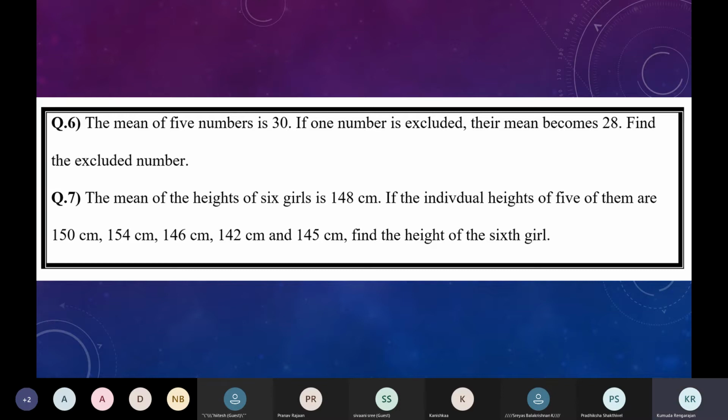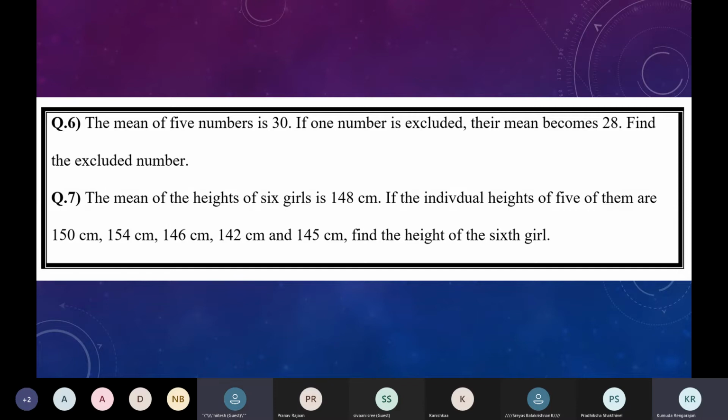Children, I am telling you very slowly. Ma'am, mean into... Ma'am, can you repeat again? We are given the mean and the number of girls, right? So you can find the sum of the heights of the 6 girls.